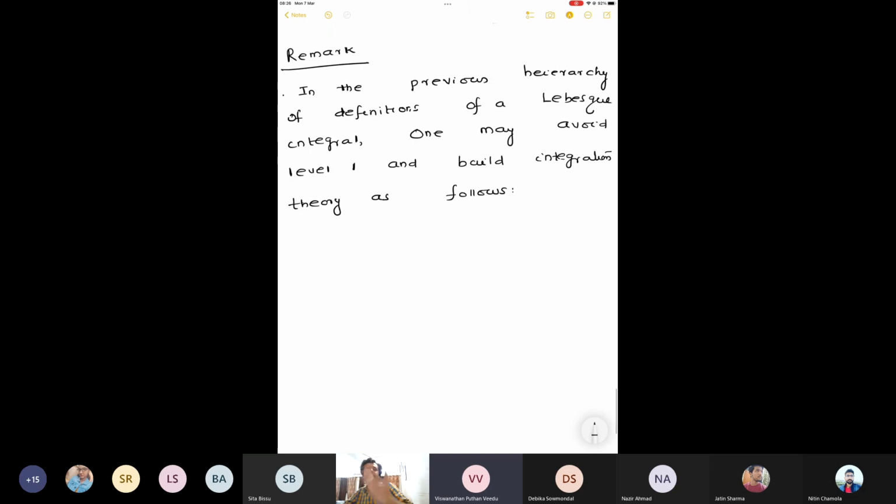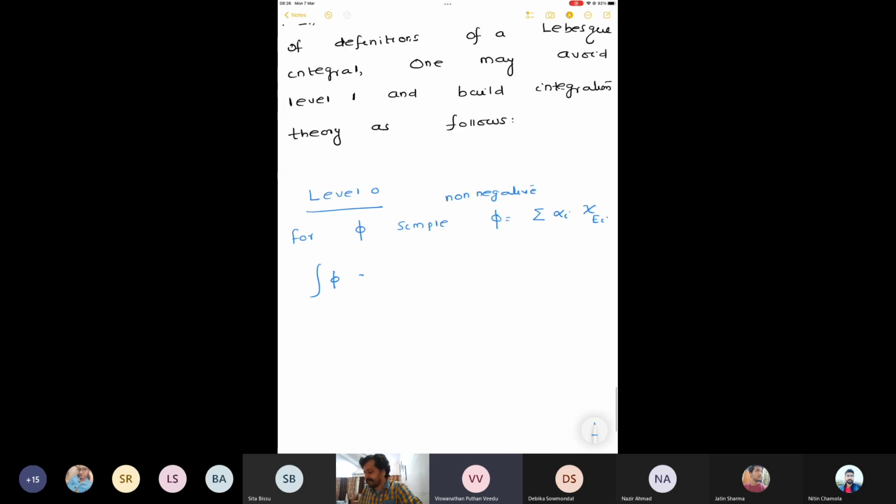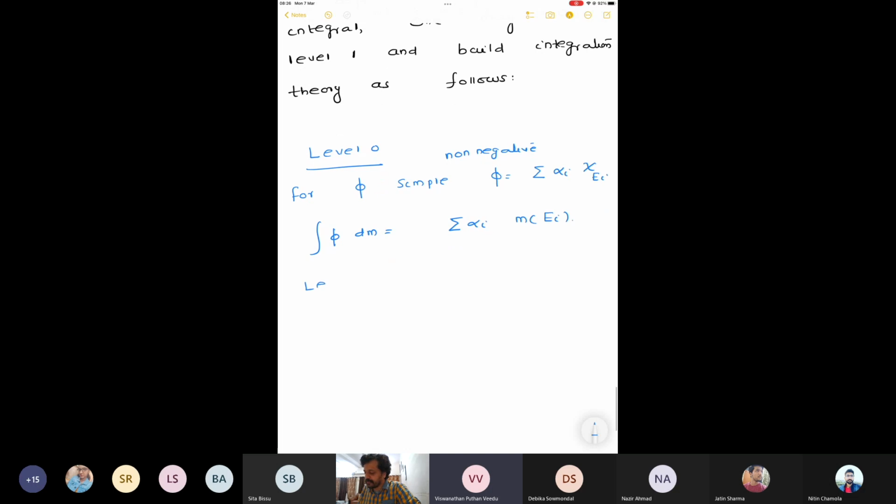Now, the question is, how do you avoid level 1? Level 0 we have, that is for simple functions. So, level 0: for phi simple, phi equal to the summation of alpha i chi E i, maybe you can put non-negative as well, simple non-negative, the integral of phi dm is equal to the summation of alpha i times the measure of E i. Okay. Now directly I am going to level 2.